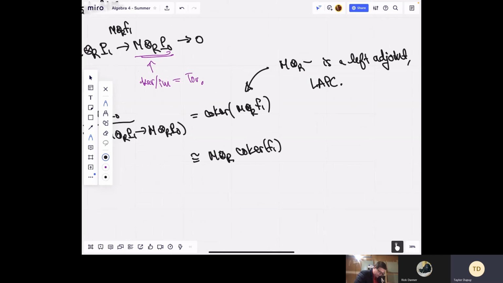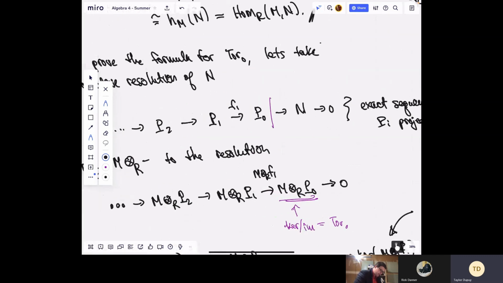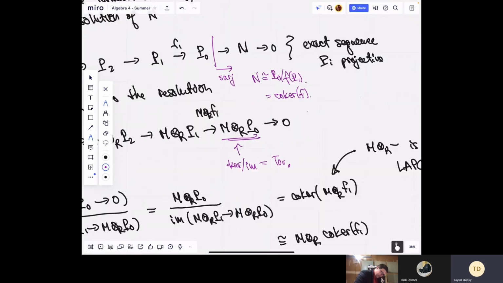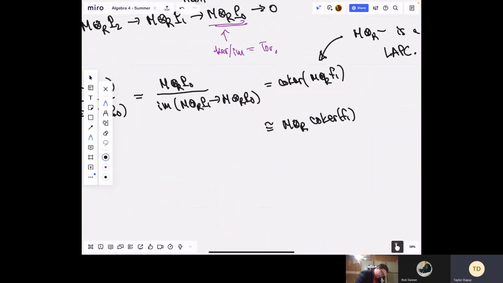But what's the cokernel of F1? This map here is surjective because the sequence is exact. And since the sequence is exact, it tells us that N is isomorphic to P0 mod F1 of P1, which is the cokernel of F1. And so that tells us that this thing is isomorphic to M tensor over R with N.